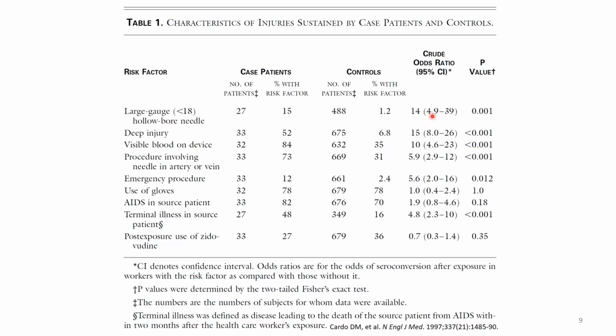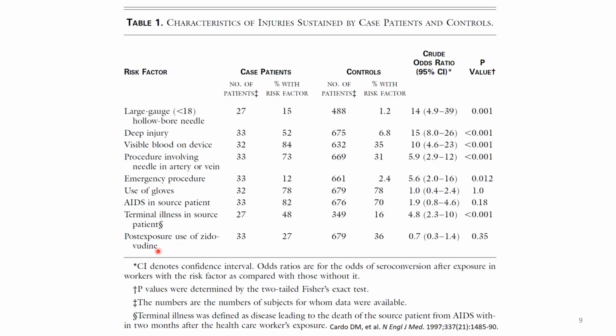As you can see, the confidence interval goes from 4.9 to 39. So it does not include 1. The entire confidence interval is to the right side of 1, which is the line of no difference. And the p-value is consistent, so it's statistically significant.